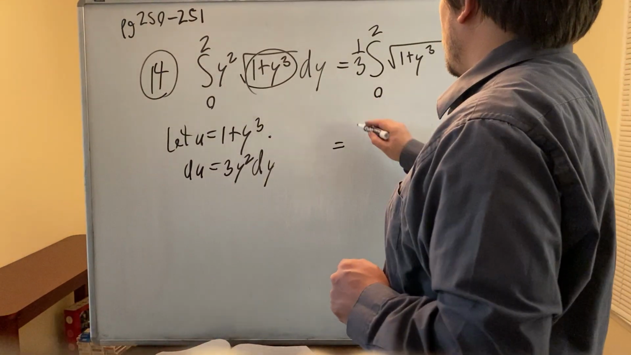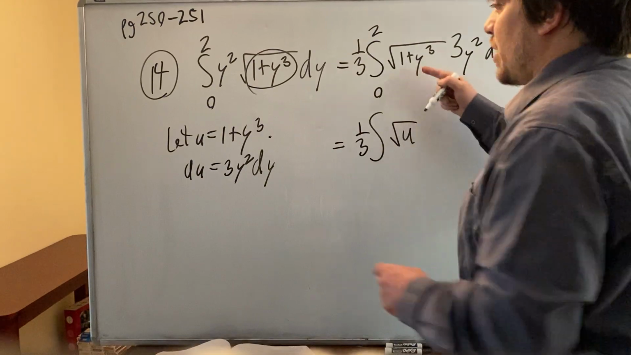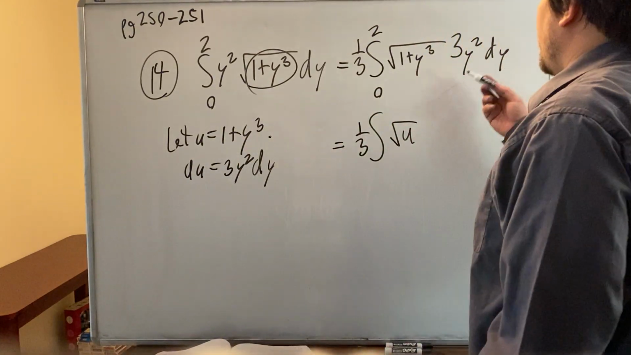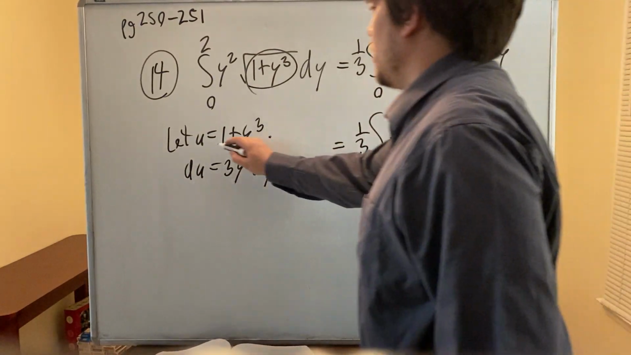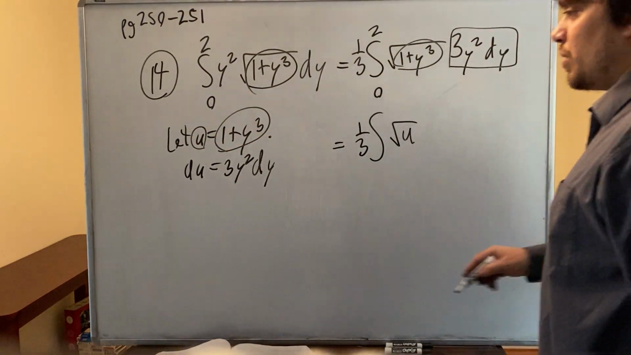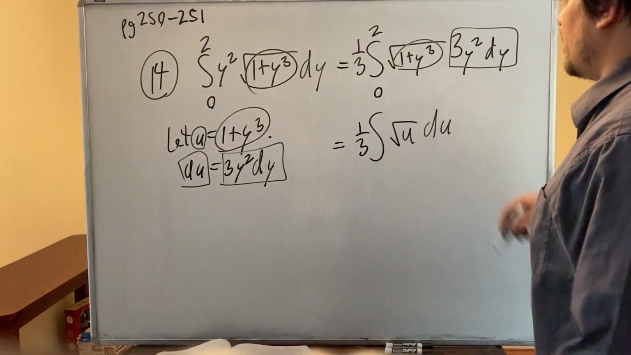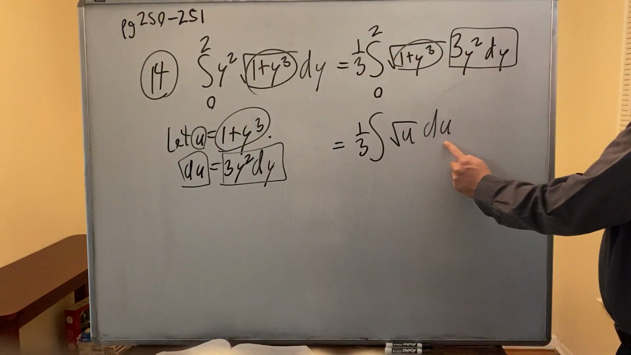Okay? This is equal to 1/3, definite integral, the square root of u, because that's u, right? And that's u here. That's u. And then this, the 3y squared dy, is du. And so that's du. See? This is the square root of u, du.